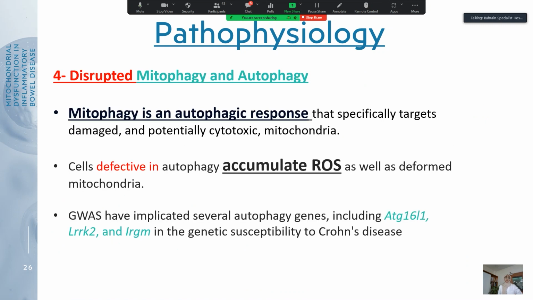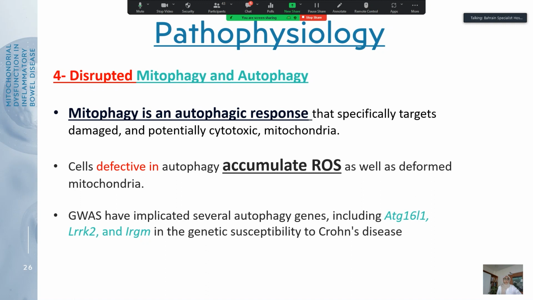The fourth thing is the disruption of a process called mitophagy and autophagy. Mitophagy is the autophagic response that targets damaged and cytotoxic mitochondria, because mitochondria, while controlling normal function in the body, can become damaged, and these have to be regularly removed. They are removed by the mitophagy process. If there is any defect in the mitophagy process, damaged mitochondria will accumulate, and reactive oxygen species will also accumulate, causing oxidation of the cells and damage.